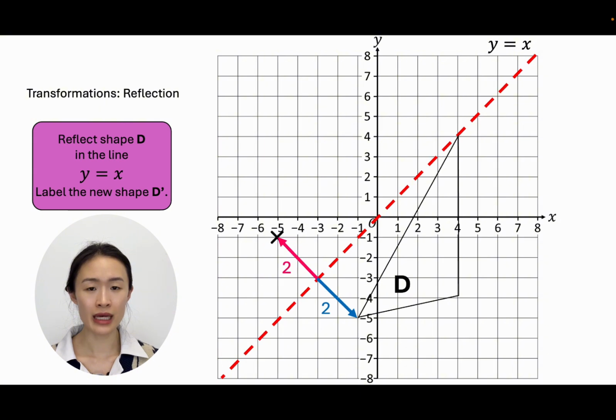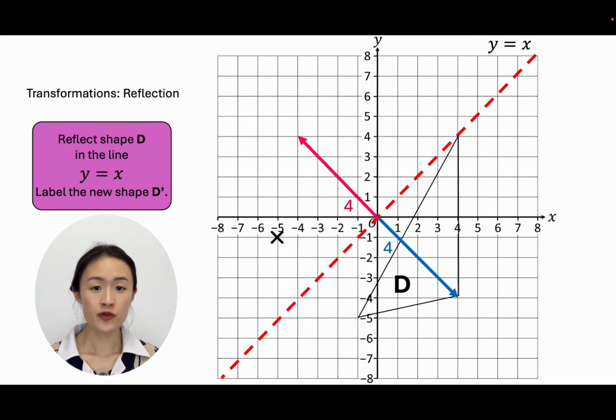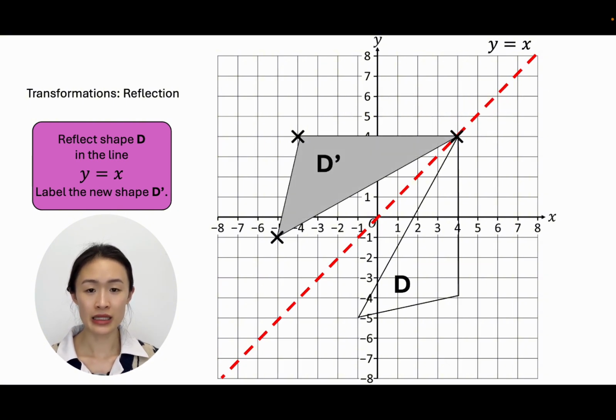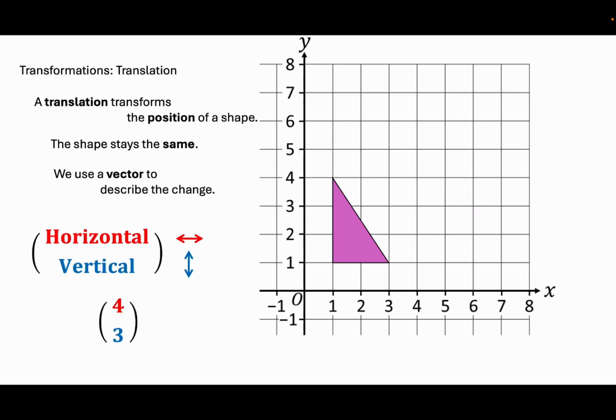Now please make sure that this line is perpendicular to the line y = x. Similarly, (4, -4) will go to (-4, 4). And the point (4, 4) is landing on the line y = x. Therefore, this point is an invariant point. That means this point hasn't moved. So now by joining these 3 points together, we will have the image D dash. Okay, now moving on to the next one, translation.